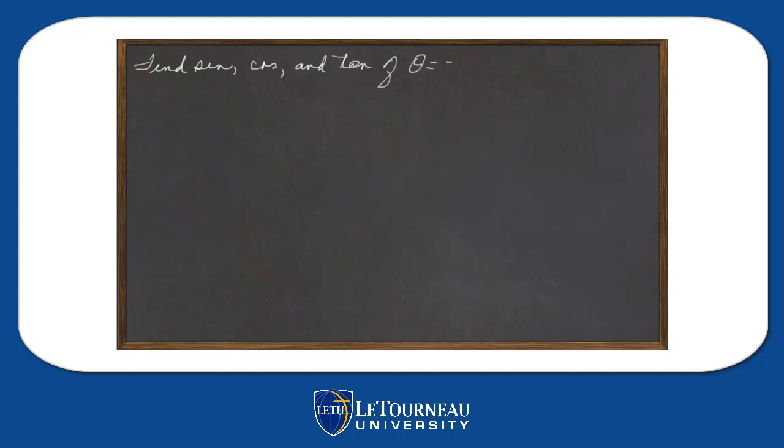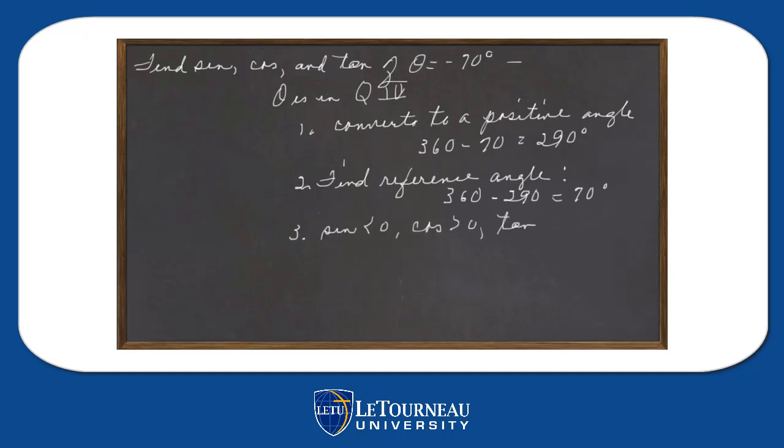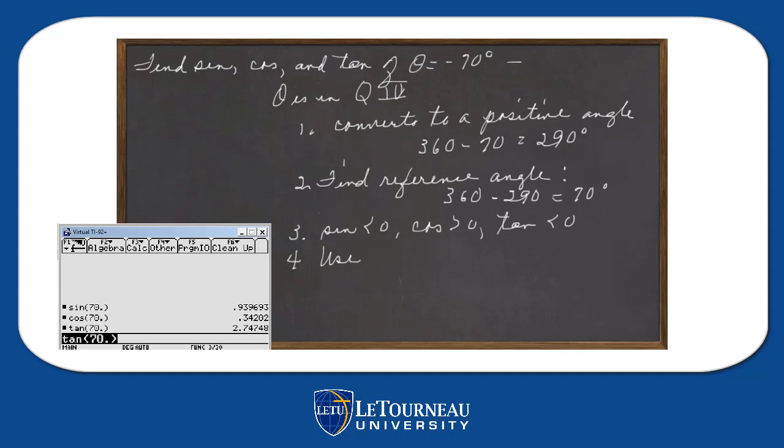Let's find the sine, cosine, and tangent of a negative angle. Theta is in quadrant 4. So we first convert it to a positive angle: 360 minus 70 equals 290. Then we find the reference angle, which is 360 minus 290, or 70. Then sine is less than 0, cosine greater than 0, tangent less than 0.